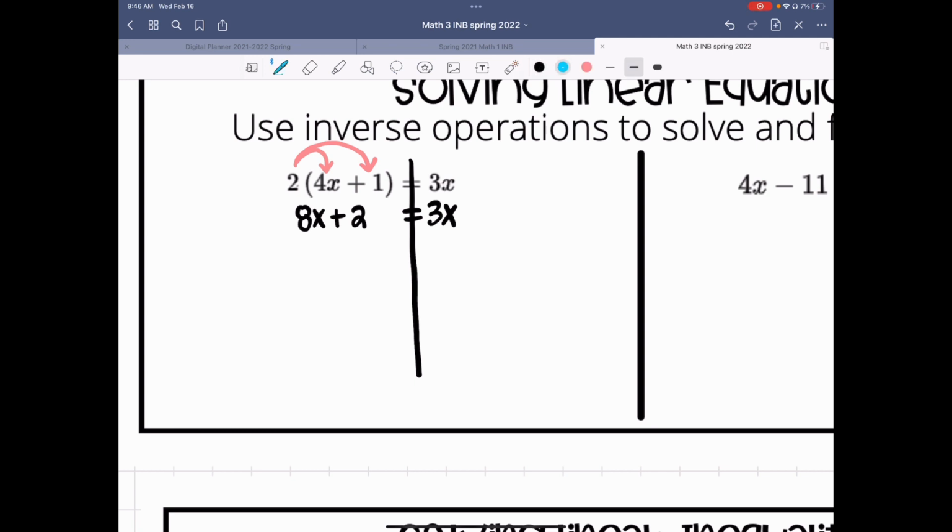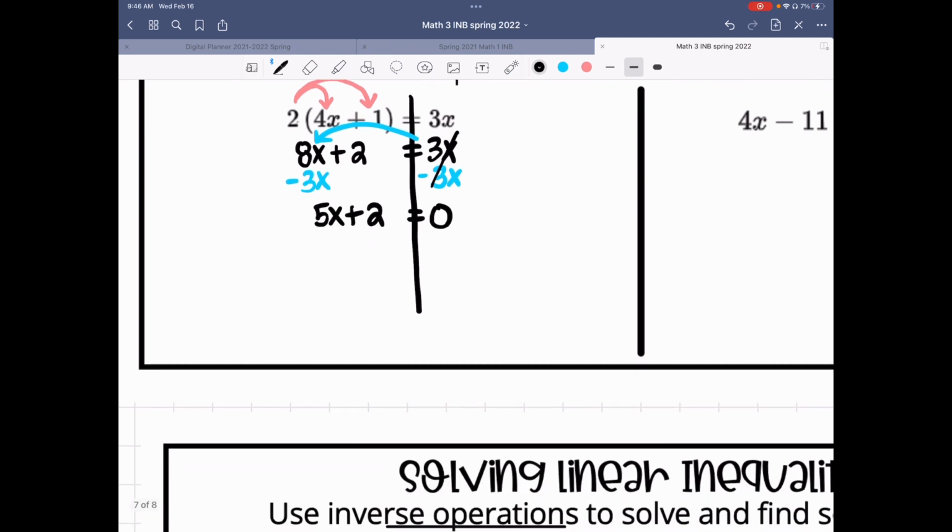So I need to get the x's together. So this 3x, I need to move over here with the 8x, and it's positive, so I'm going to subtract the 3x over. And that's going to give me 5x plus 2, and there's nothing left on the right, so we're just going to say it's equal to 0. All right, then at that point, we need to get the constant over to the right-hand side, so we're going to subtract that over because it's already positive. And we're going to have 5x equals negative 2.